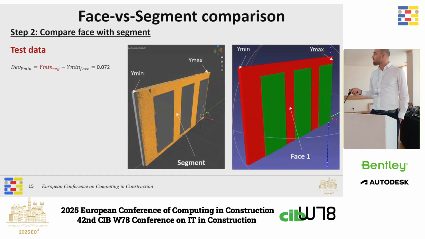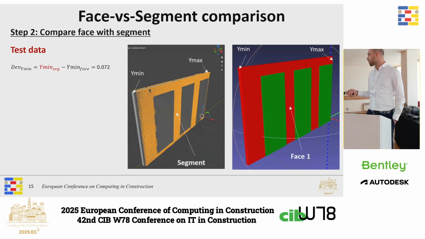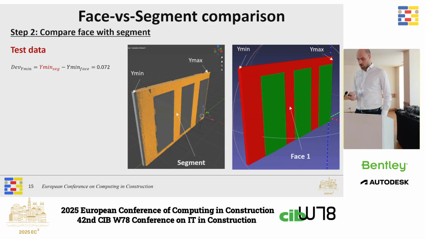We test this with test data, and as we can see here, this is the point cloud model. Behind is the BIM model. We have some deviation here, which is 7 centimeters, and that's why it colorized red. This wall is colorized red in visualization.